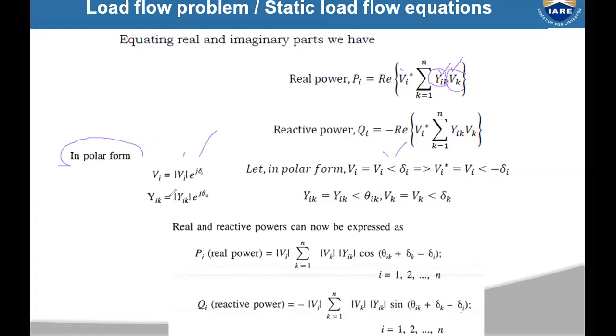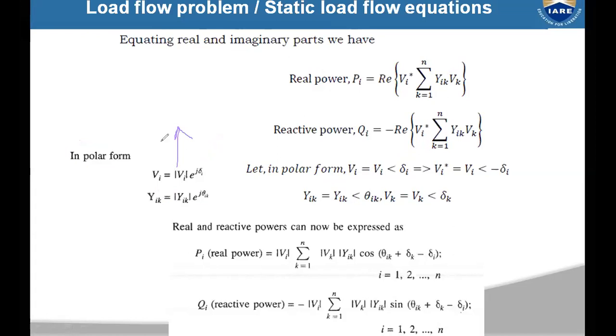In a similar way, the Y bus element Yik can be written as magnitude of Yik e power j theta ik, or you can write in this form also: Yik is equal to magnitude of Yik at an angle of theta ik. Now this equation, how can you write it in another form in terms of trigonometric equations?